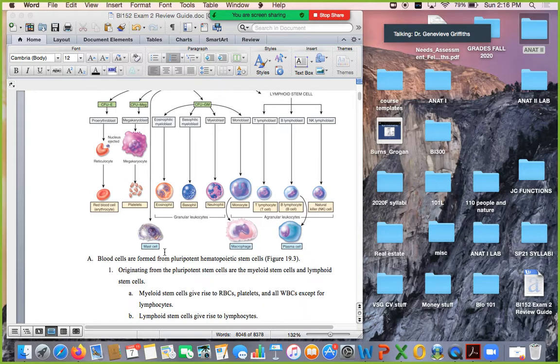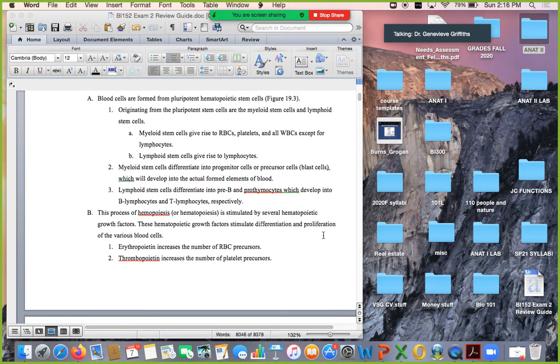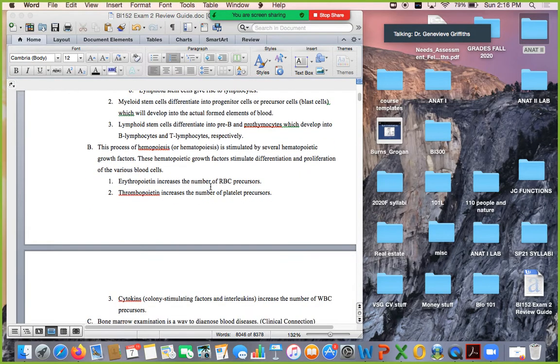So really what I would like you to know from this diagram is which of these precursors turn into which of these adult cell shapes. Now, the lymphoid stem cell is going to be kind of a specialty one. It turns into lymphocytes and B and T lymphocytes, and these are going to be the type of cells that are going to be involved in the immune response. And we'll talk about that when we get to the immune section. We'll talk more specifically about that.